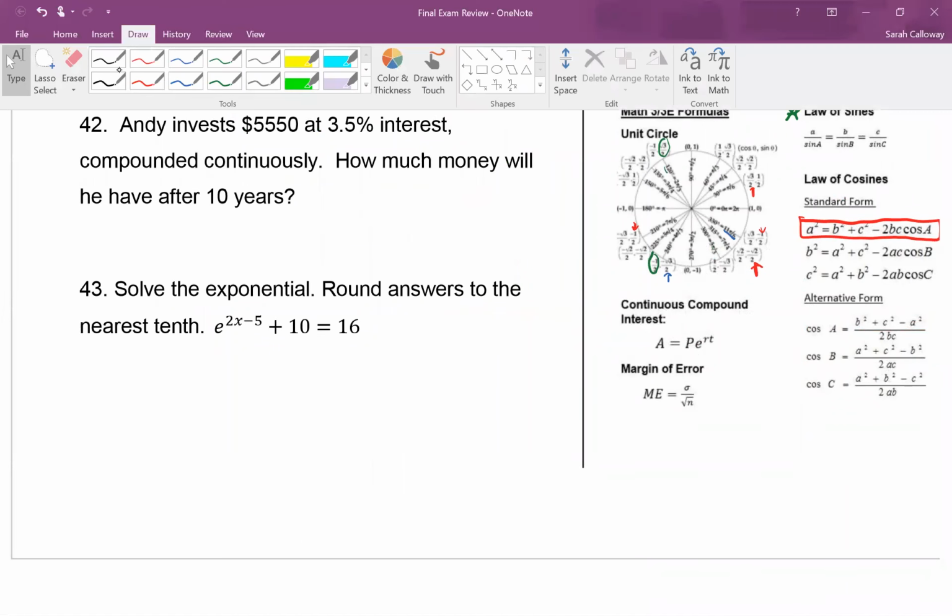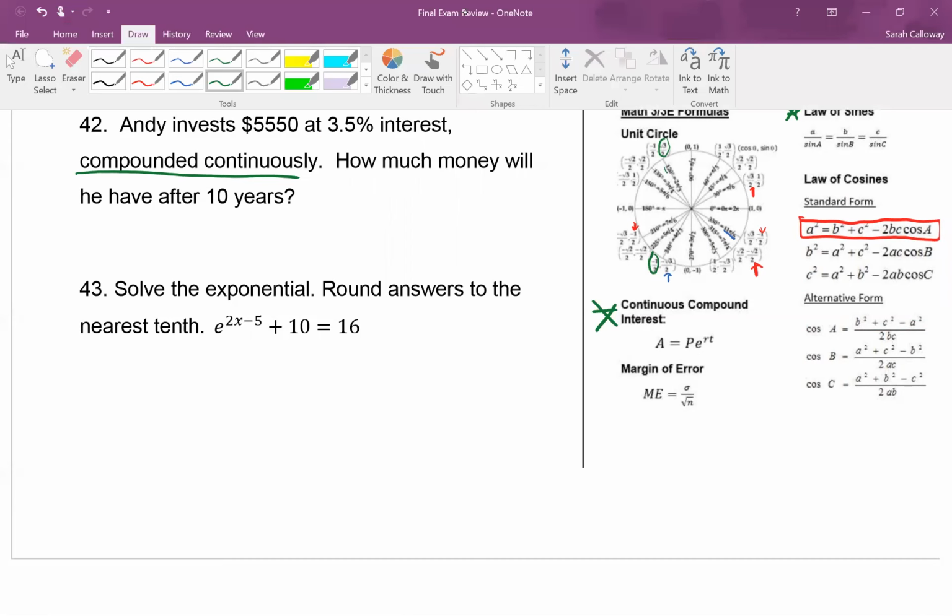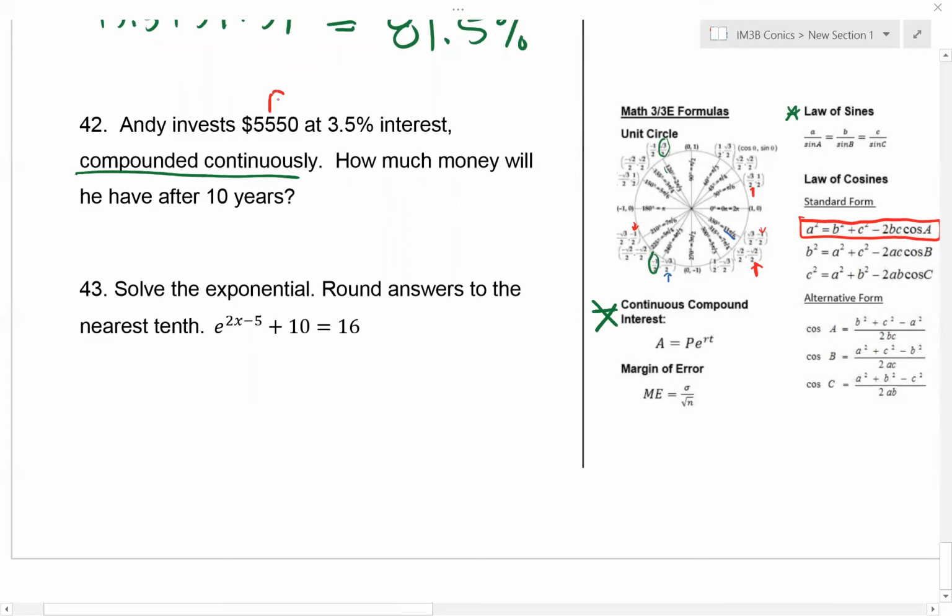Okay, so 42. Annie invests $5,550 at 3.5% interest, compounded continuously. That means we're using this formula over here. How much money will he have after 10 years? So the amount is how much money he will have. P is the principal, so P is how much he invests. So A is going to be equal to 5,550.